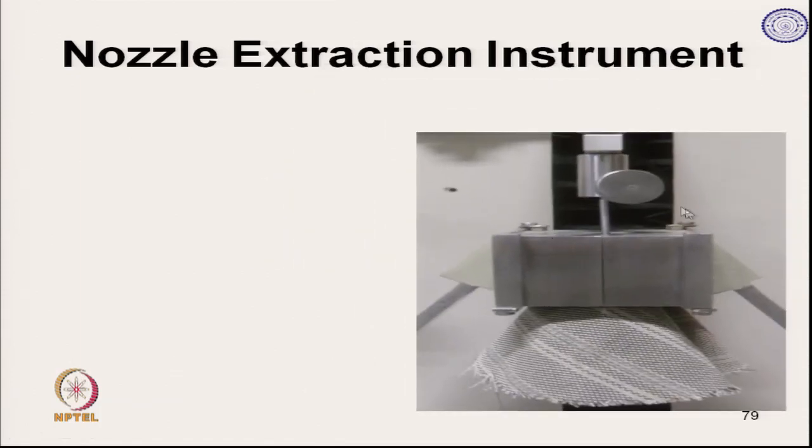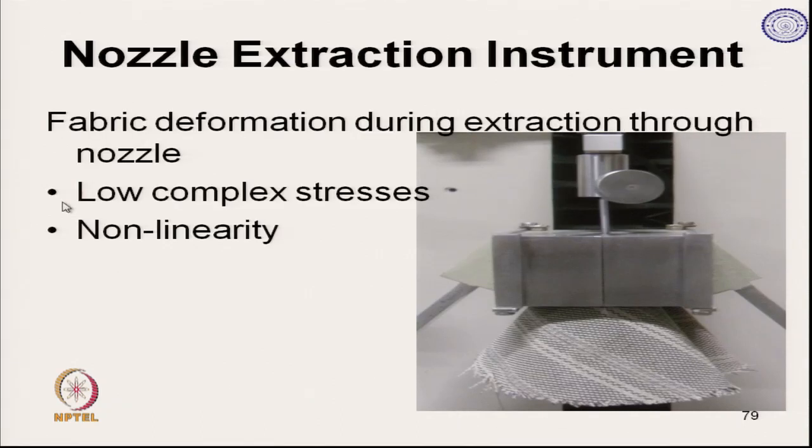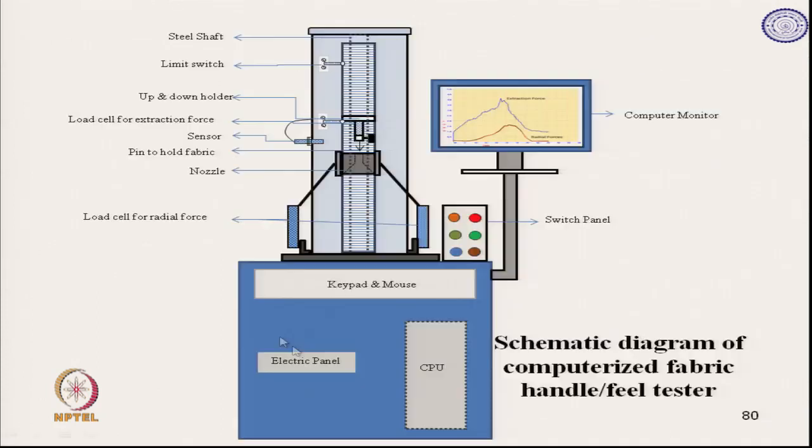This is a picture of the nozzle, and the fabric is gripped at the center. So, a low complex stress is applied, which is non-linear in nature. This is the schematic diagram of the instrument, where there is a shaft, a limit switch, a load cell for the extraction force, a load cell for radial forces, the nozzle, and a pin to hold the fabric.